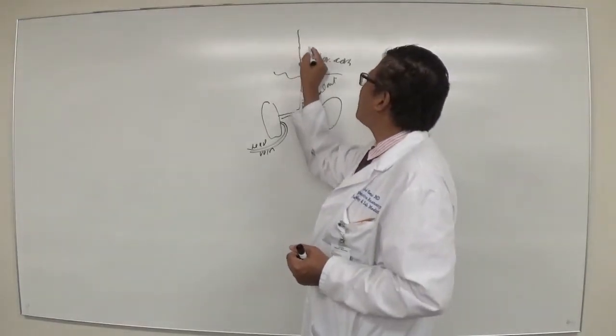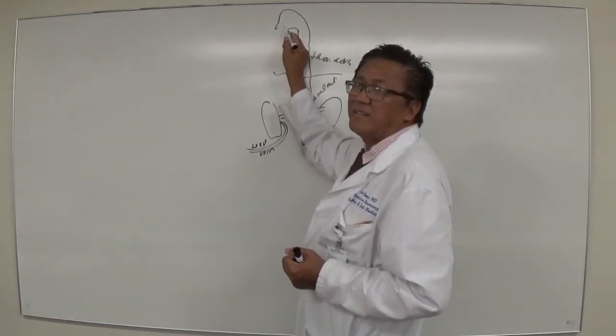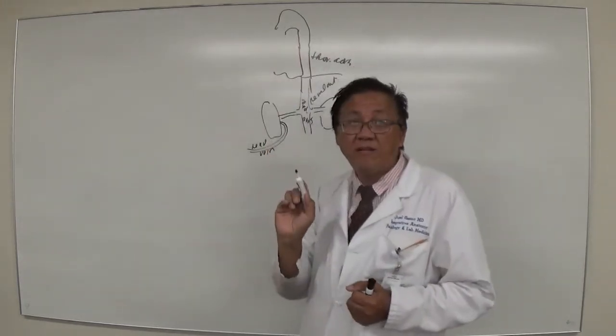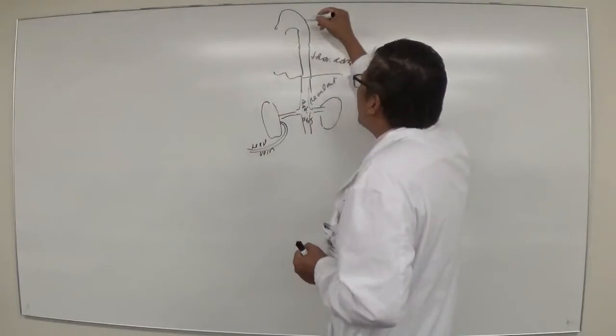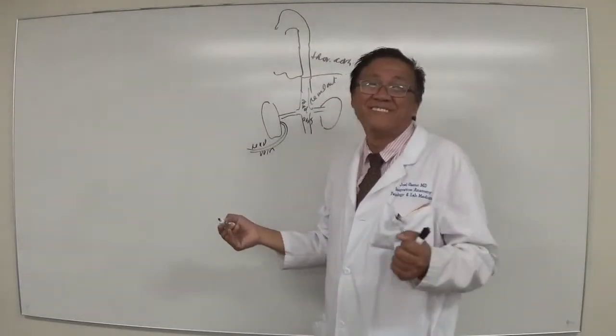Above here, it's called what? What do you call this part that goes up? Ascending, because it is going up. And then what do you call this one that forms an arch? Aortic arch. It's so funny, right?